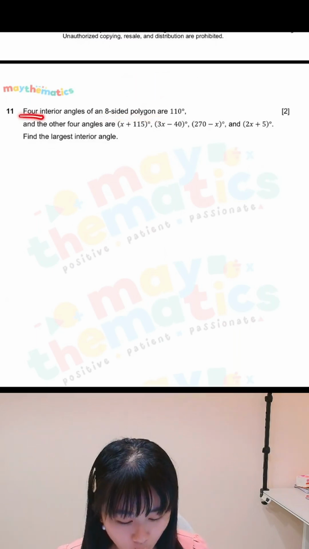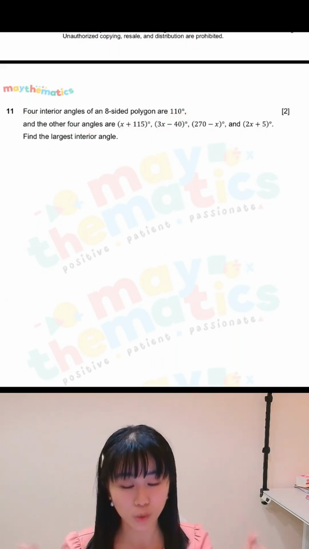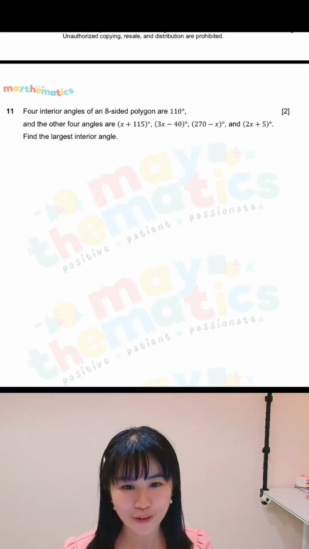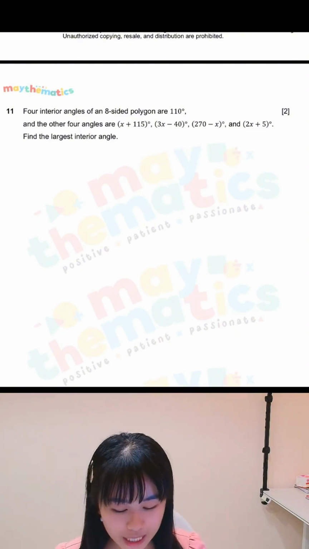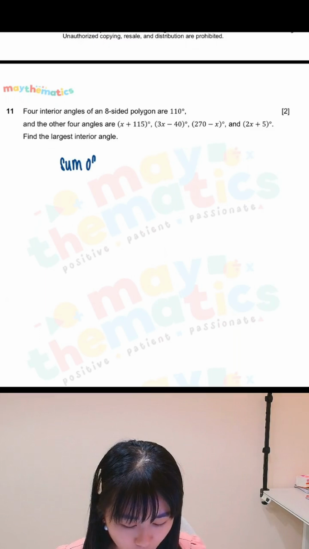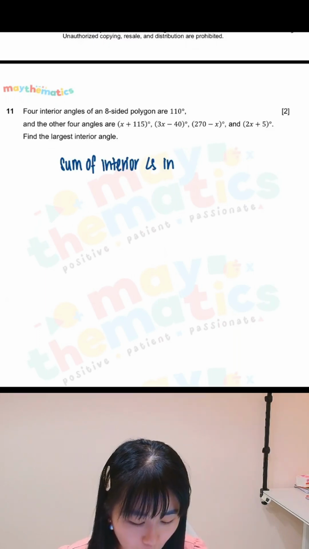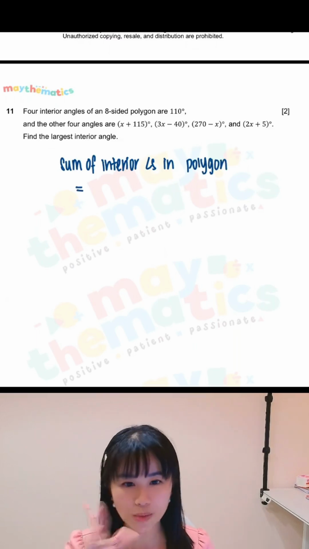That's why 4 of them are 110, but the other 4 you see all different, because if the angles are different, the sides will be different also. Okay, this one is not very hard. You just need to know one formula. That formula is, how do you find the sum of interior angles in a polygon? Who knows that formula? This one must memorize.